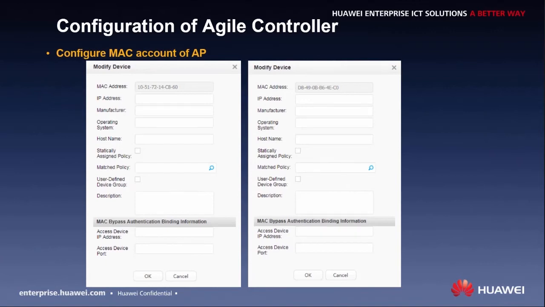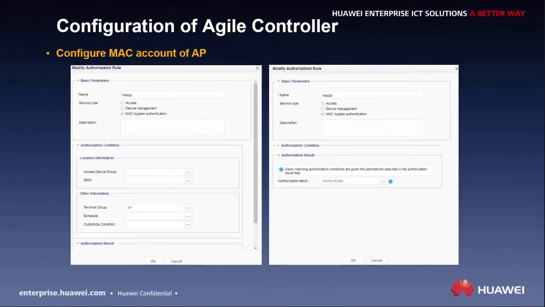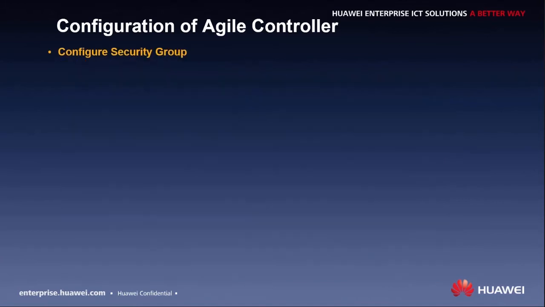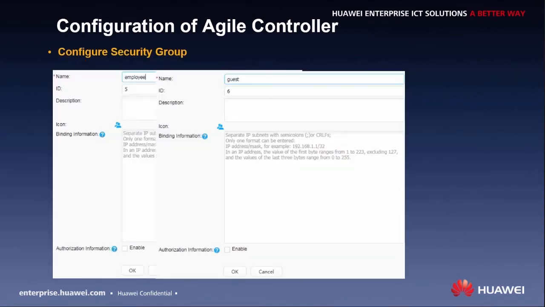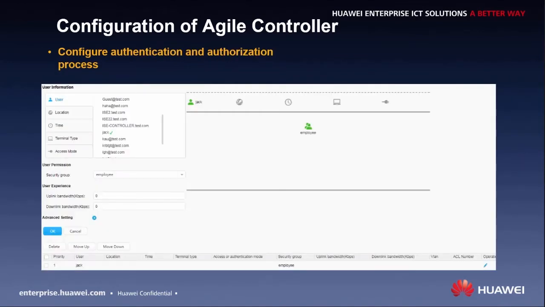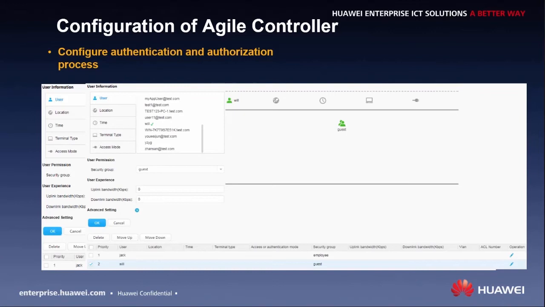If the AP needs to be MAC authenticated, add its MAC address to the Agile Controller-Campus. Then, configure authorization rules. If the rules match these MAC addresses, APs are allowed to access the Agile Controller-Campus. The next step is to create the username Jack and password WILL for 802.1x and portal authentication. Create security groups named Employee, Guest, and Web Server, respectively. Configure authorization rules. The user Jack belongs to the Employee security group and the user Will belongs to the Guest security group.